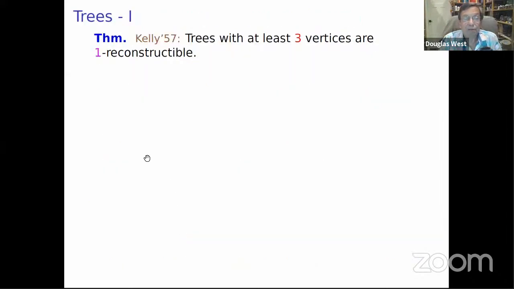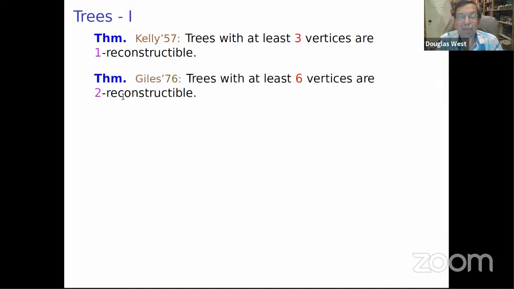So what about trees? Yeah, so I'm going a lot more slowly than I planned, but that's okay. Kelly proved that trees with at least three vertices are reconstructible. The original result again about ordinary reconstruction. So what do we know about larger L? Well, Giles proved that trees with at least six vertices are 2-reconstructible.